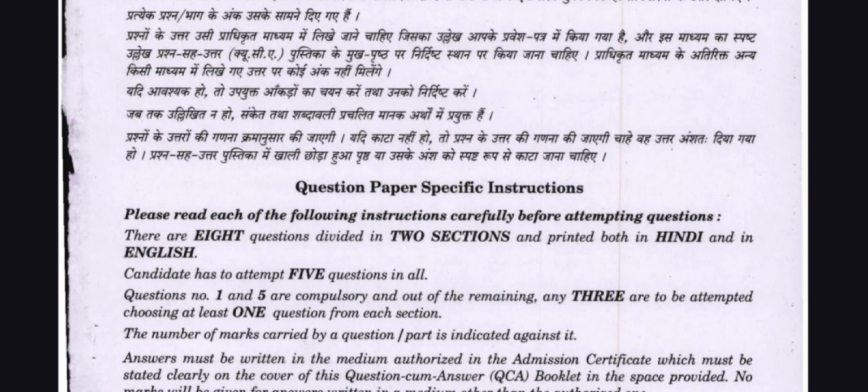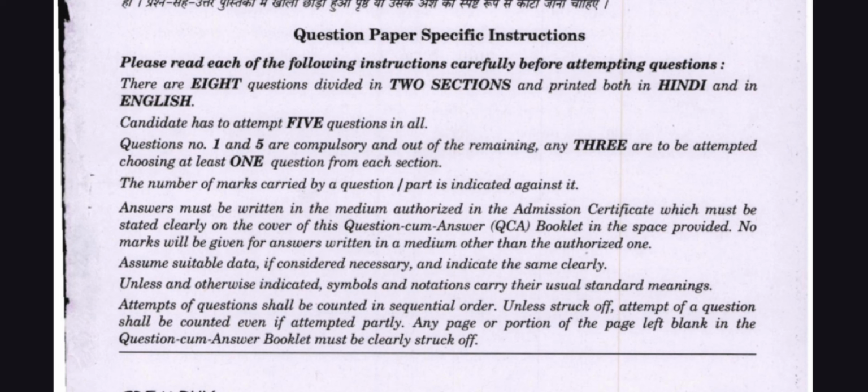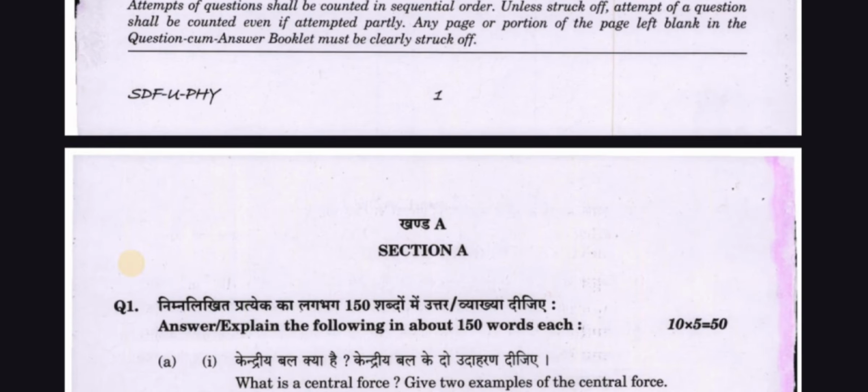Question paper specific instruction: questions 1 and 5 are compulsory, we know that, and 3 are to be attempted, choosing at least one question from each section. So section first is here.